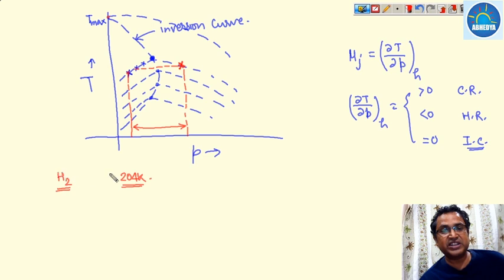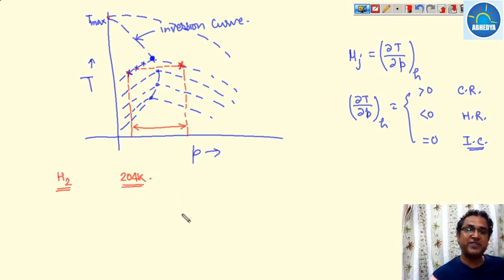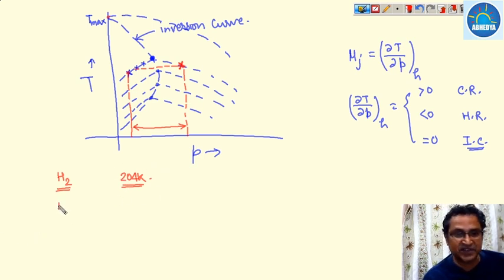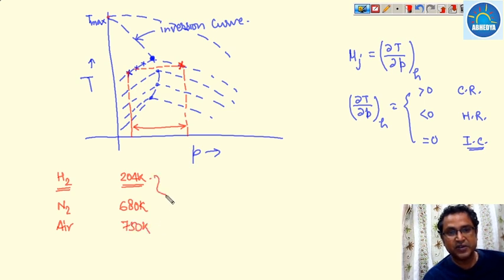So for reaching 204 Kelvin, we have to apply some other means by which we can reduce its temperature to this temperature. While in the case of nitrogen, it is around 680 Kelvin approximately, and for air it is around 750 Kelvin. These are approximated values, okay.